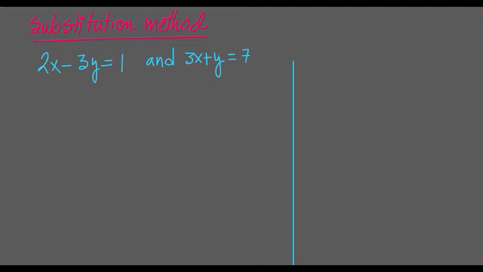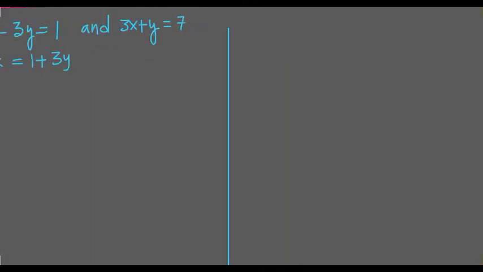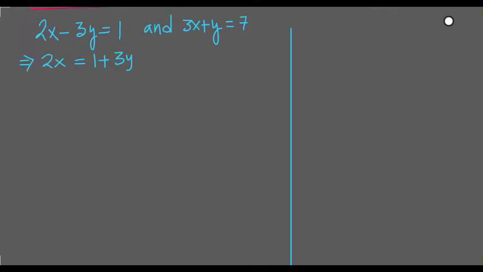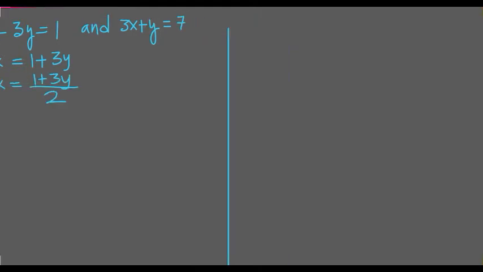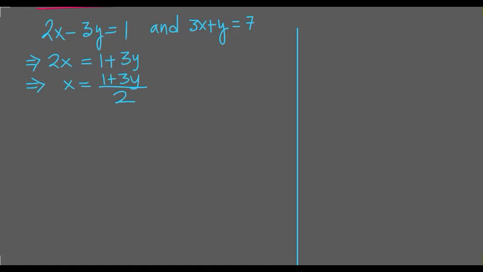So what we need to do, just like in the graphical method, is write x in terms of y. For that we take this 3y to the right hand side, and hence the right hand side becomes 1 plus 3y, and then we take the coefficient of x, which is 2, to the other side, and hence it will be divided, because on the left hand side it is being multiplied.